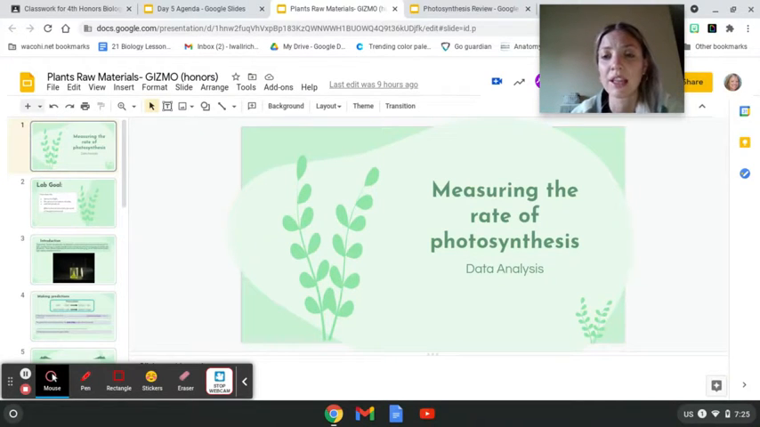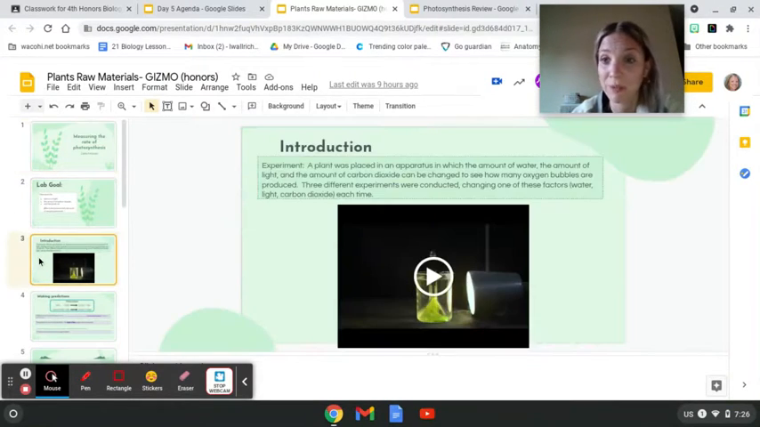How does the amount of carbon dioxide affect photosynthesis? How does the color of light, that's an interesting one, affect photosynthesis? And then how does the temperature affect photosynthesis? So how can we measure photosynthesis? Well, here's kind of a cool way that it's measured. Let me play this little lab video.